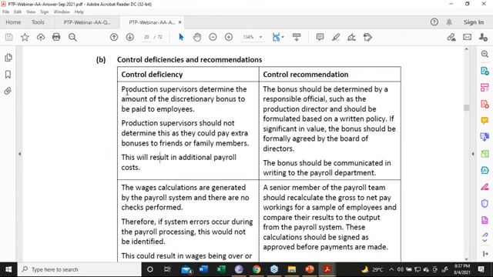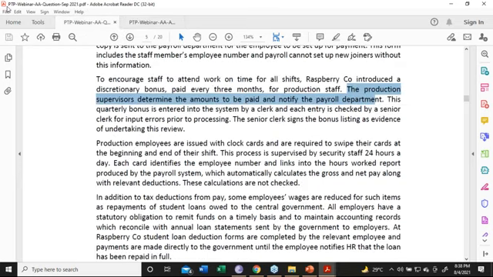Let's see what the solution has to offer. Production supervisor determines the amount of the discretionary bonus to be paid to the employees. That's more or less copied from the question itself. Now the explanation. Production supervisor should not determine this, as they could pay extra bonuses to friends and families, and as a result, there will be additional payroll cost. Now what should be the recommendation? Do not just repeat the deficiency. A poor answer would be, the bonus should not be determined by the production supervisor, full stop. This is not going to give you any mark. You have to add value. How to add value? The bonus should be determined by a responsible, senior official, such as the director, and that should be based on a written policy. Is this clear now? If you write till the point of written policy, you will get 1 mark. And that bonus should be communicated in writing to the payroll department, not a telephonic or verbal communication. Is this clear? The 2 marks.